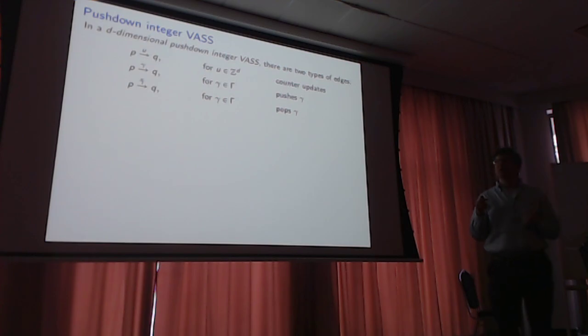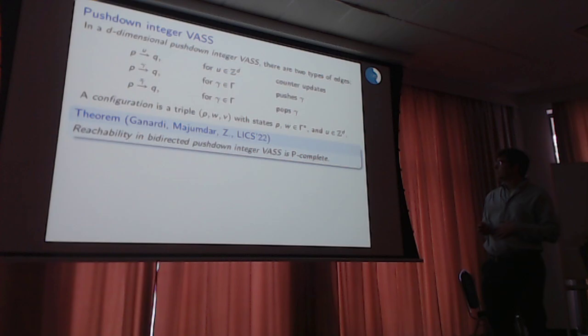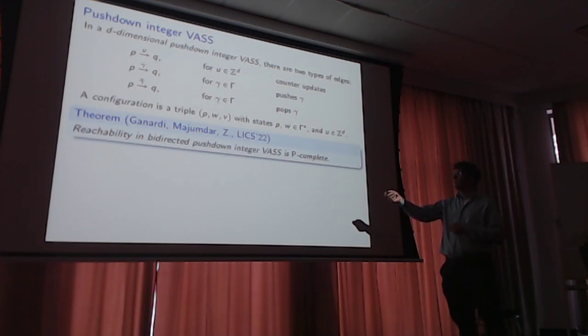So our automata have 3 types of edges. You can add vectors, you can push symbols from the stack alphabet, and you can pop symbols from the stack alphabet. Configurations consist of both a stack and some counter values. And that's it. And the result I want to talk about is that in these systems, reachability is still p-complete.